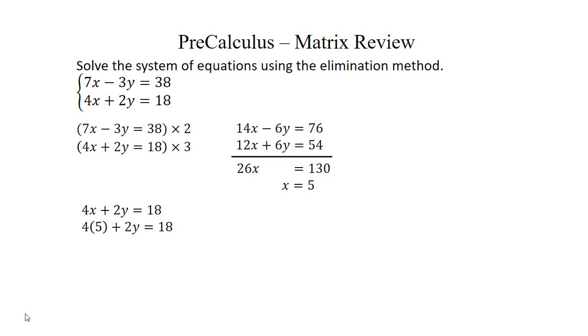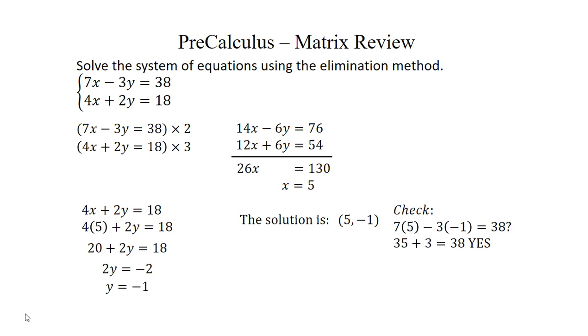So we're going to replace the x in the second equation with 5 and isolate y. So I got 20 plus 2y equals 18, or 2y equals negative 2, meaning that y is negative 1. Now we want to check our work, so we're going to go back and plug it in. Since I just used the 4x plus 2y equals 18, or the second equation, I'll plug it into the first to make sure it works.